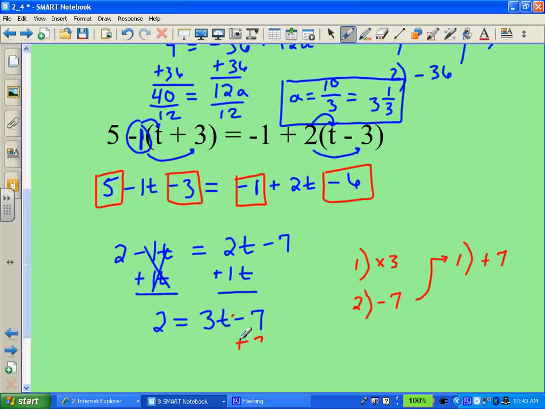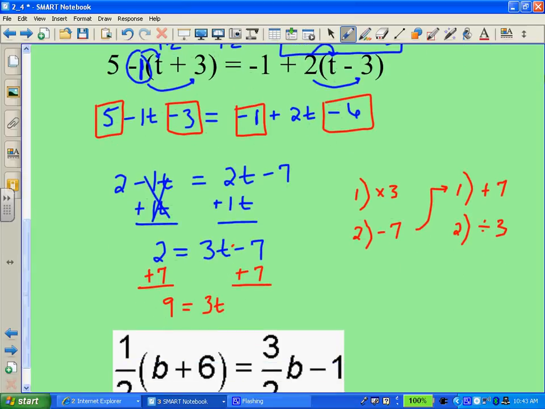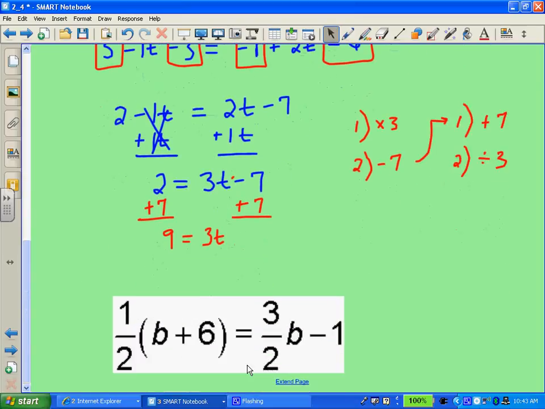So to solve this, the first thing I'm going to do is add 7. So let's do that. So I get 9 equals 3t. So 3 times t. To undo that, I have to divide by 3. I'm running out of room here a little bit. Let's move this down. Divide by 3. So I get t equals 3.